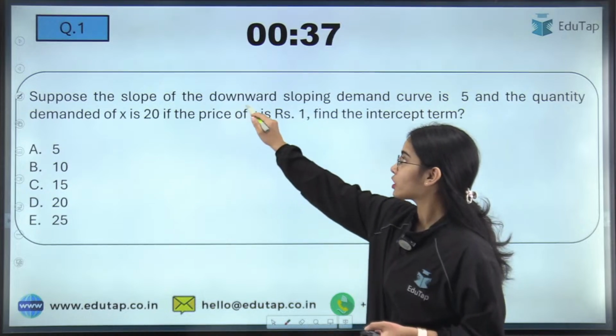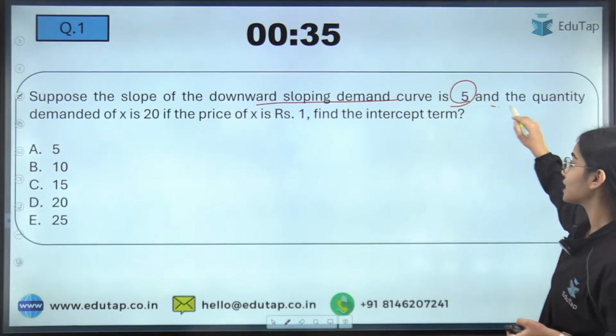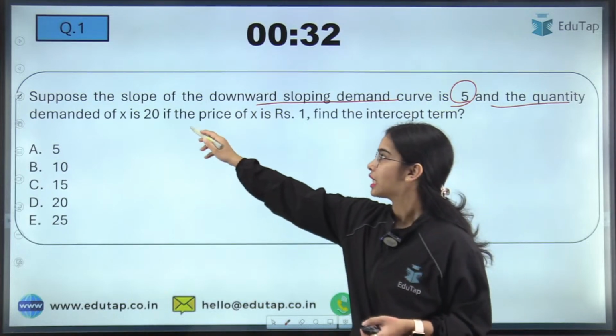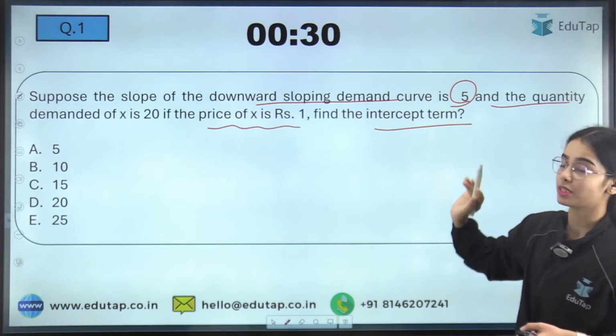So suppose the slope of the downward sloping demand curve is 5 and the quantity demanded of X is 20. If the price is 1, find the intercept term.